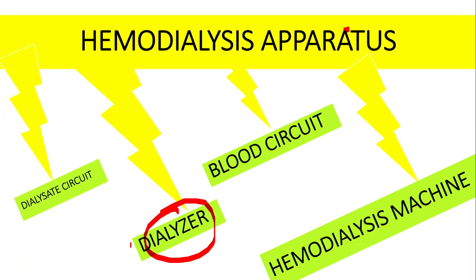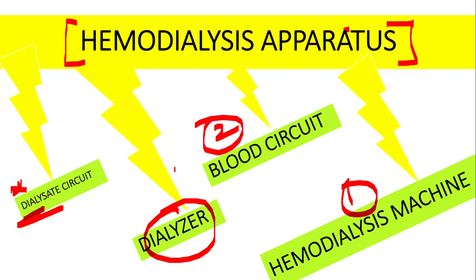The last one is the dialysate circuit, because dialysis won't occur without diffusion. For diffusion, you need some water on the opposite side of the blood. That is delivered by the dialysate circuit. For those who didn't understand this dialysate circuit, just leave it. I will explain it while explaining the principles of dialysis. So to understand hemodialysis, we are going to see the hemodialysis apparatus under four headings: 1, 2, 3, and 4. These are the four important components.